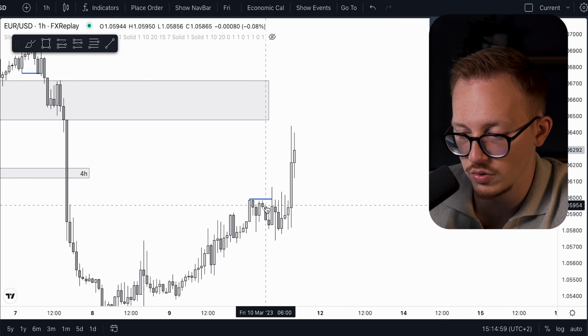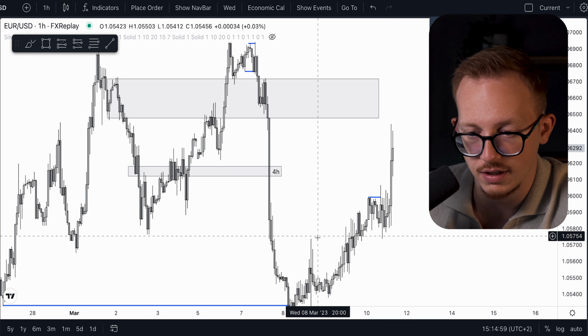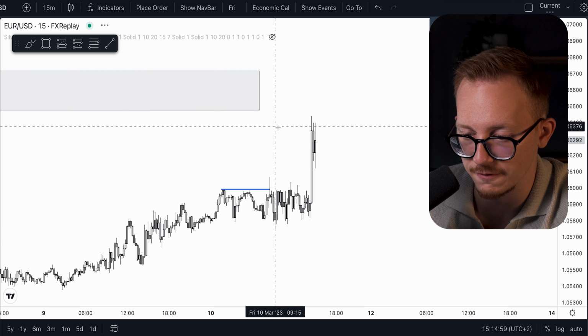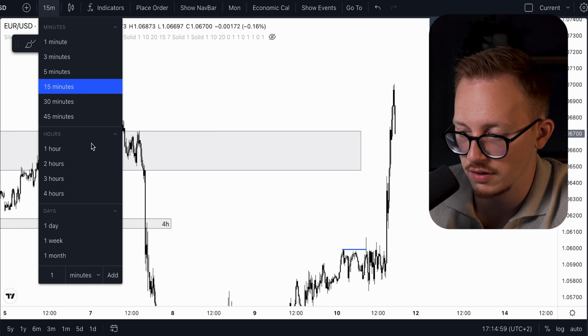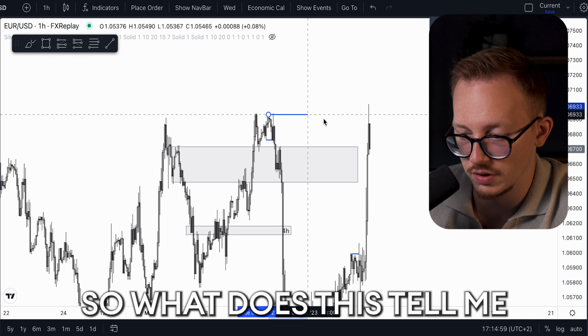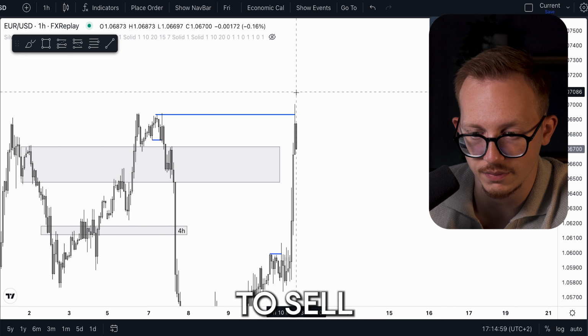Since this was quite low, this is above, what is this, around 30% of the extension. So I think we want to see it pull back a little bit higher. And that's perfectly fine. Wow, as you can see, we just turned around bullish, guys. We turned around bullish and we took out this liquidity once again. So what does this tell me? This could be a very nice place to sell.